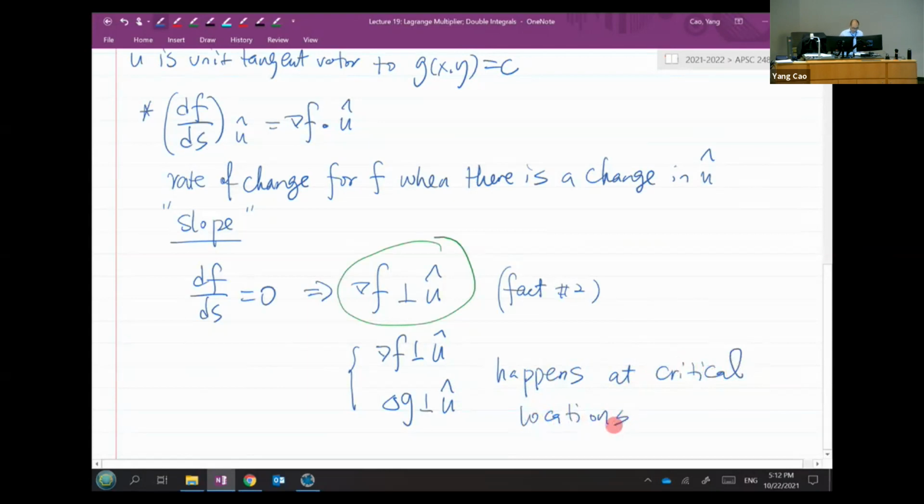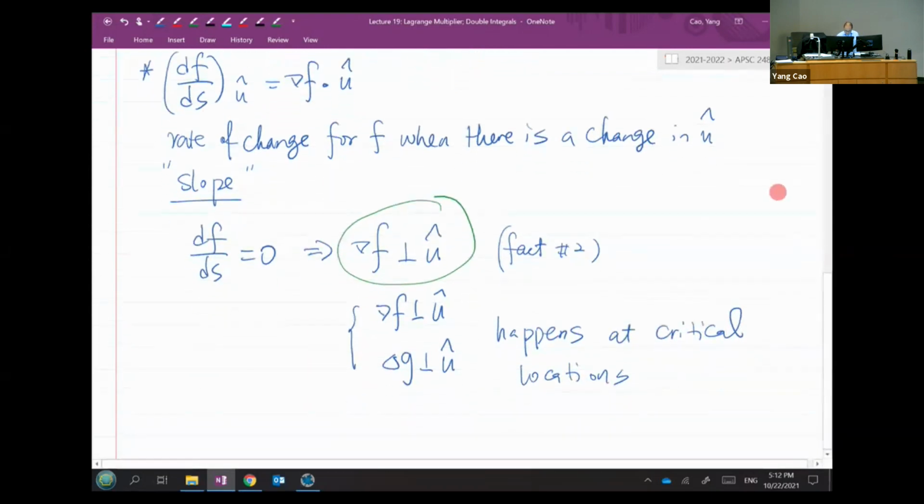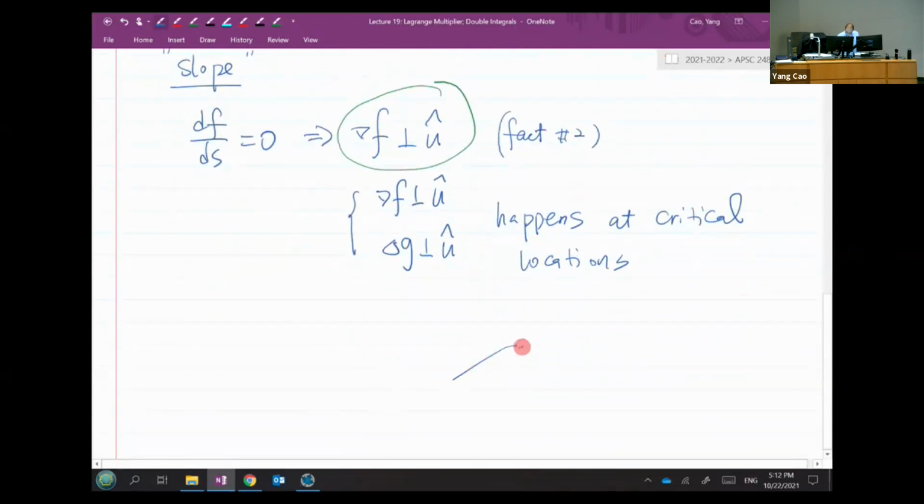I'm going to show you an animation using Maple after the example here. We'll have a better understanding of what this means. All right, so basically, I'm going to focus on these 2 vectors here. So let's say this is your constraint curve, g of x, y equal to c. And then when the 2 conditions happen, assuming it happens somewhere here, u hat is right here. Del G, let's say this way here. So del G is perpendicular to u hat.